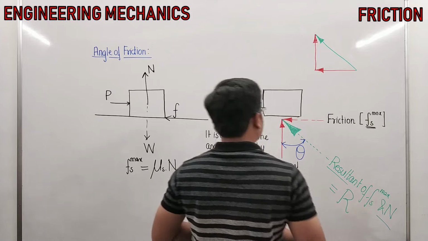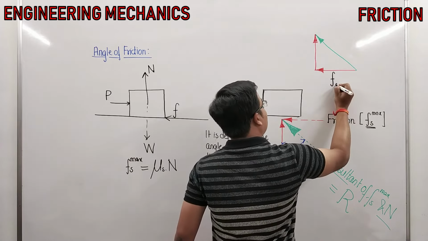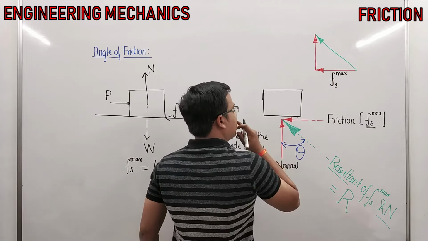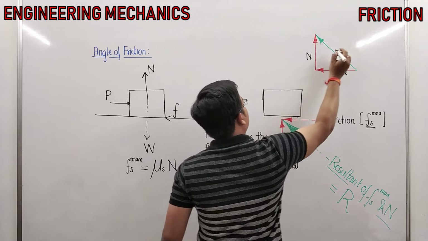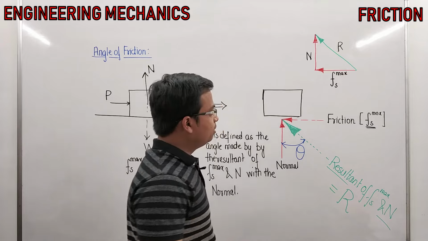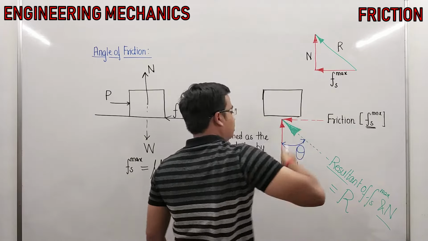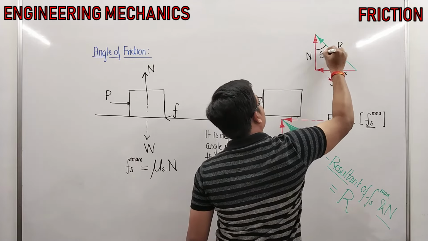So let me just tell you, this is nothing but the maximum value of static friction. This is nothing but Fs max. As far as this is concerned, this is nothing but the normal. And what is this? This is resultant R. Now if you watch carefully, this theta can be placed over there also. Angle between resultant and normal, theta.